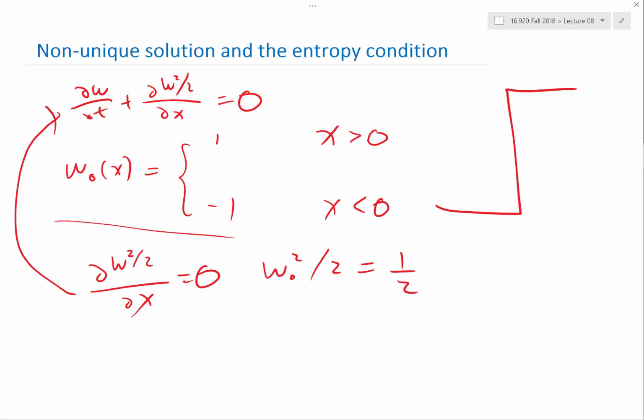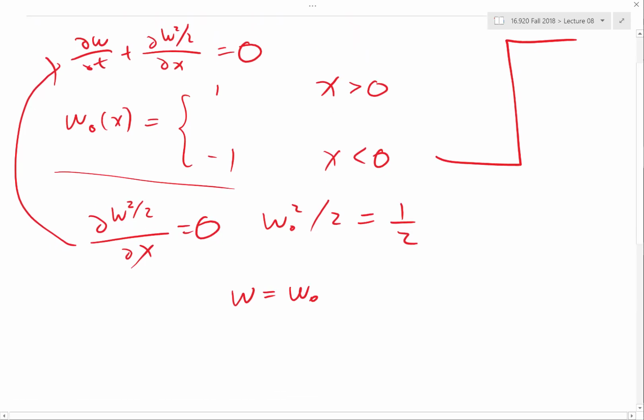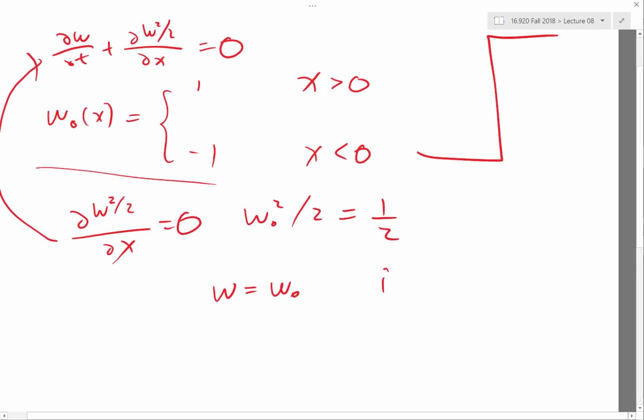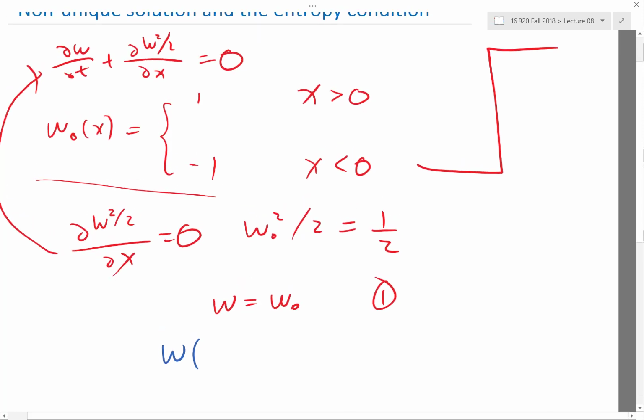So one solution is W equal to W0 forever. That seems to be the most obvious solution in the mathematical sense. But the physical solution is a bit different. So that's one solution, the mathematical solution. And there is another solution that also satisfies the differential equation, and it also looks more physical. Okay, the other solution: how do you describe a discontinuity being stretched out to be no longer a discontinuity?